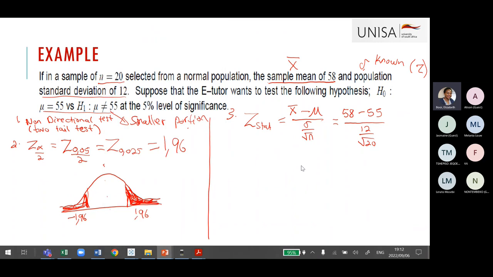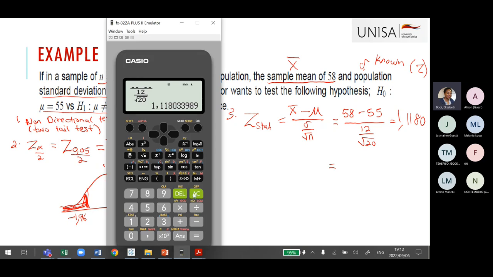It's 1.1180. So let's write that down. It's 1.1180. So now, those who are calculating manually, you will need to do the following. You will get the same answer. We're going to do it step by step.